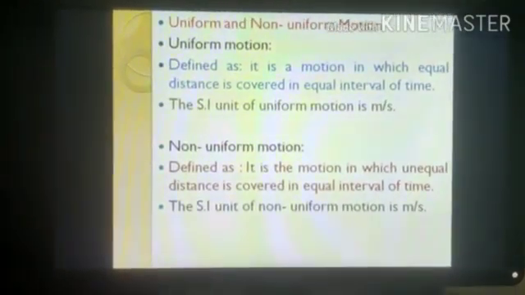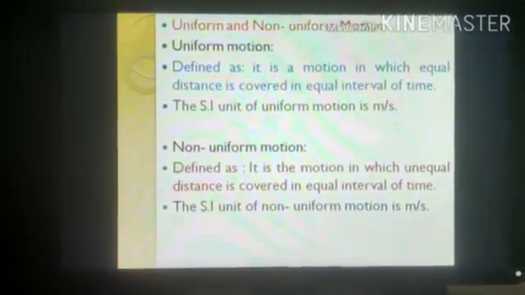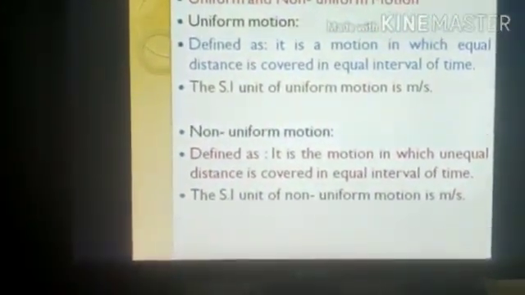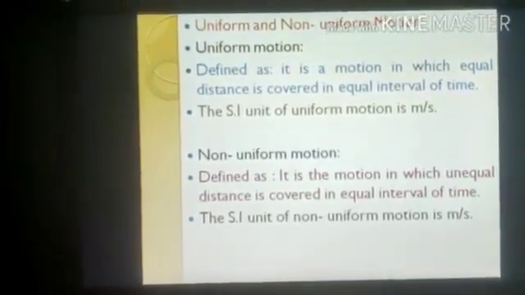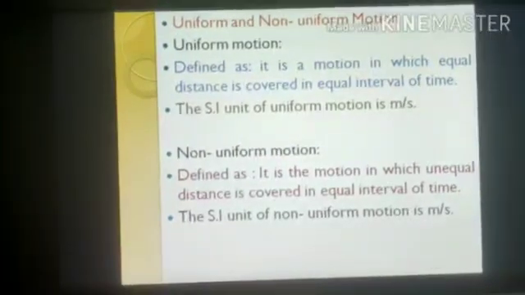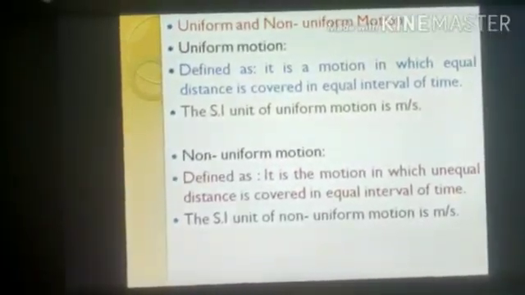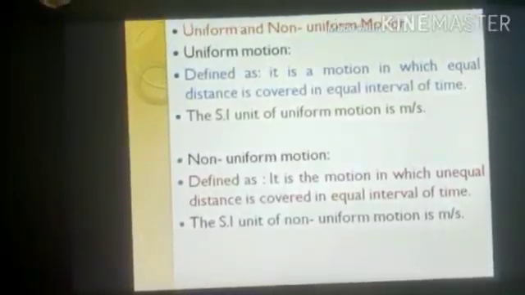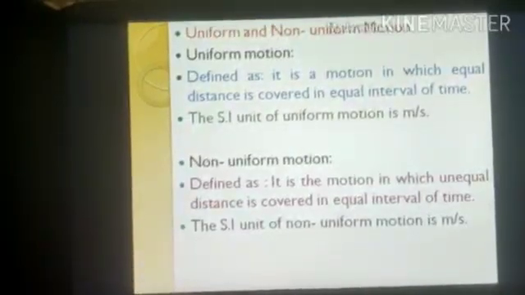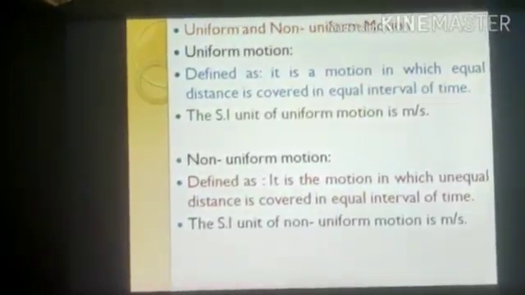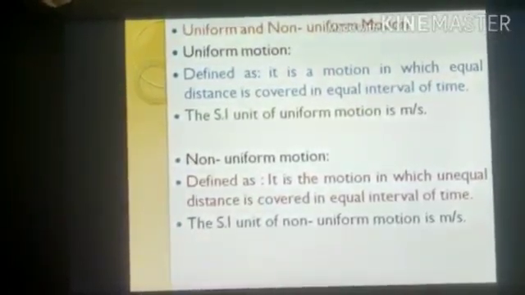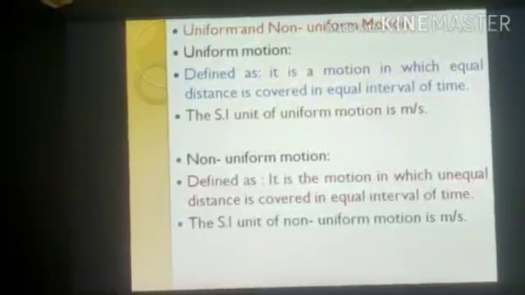The next topic is uniform and non-uniform motion. Uniform motion is defined as a motion in which equal distance is covered in equal intervals of time. For example, if you are moving on a bicycle and your speed is 20 km per hour, the next 1 hour will also be 20 km. You will not change your speed. That is known as uniform motion. And the SI unit of uniform motion is meter per second.